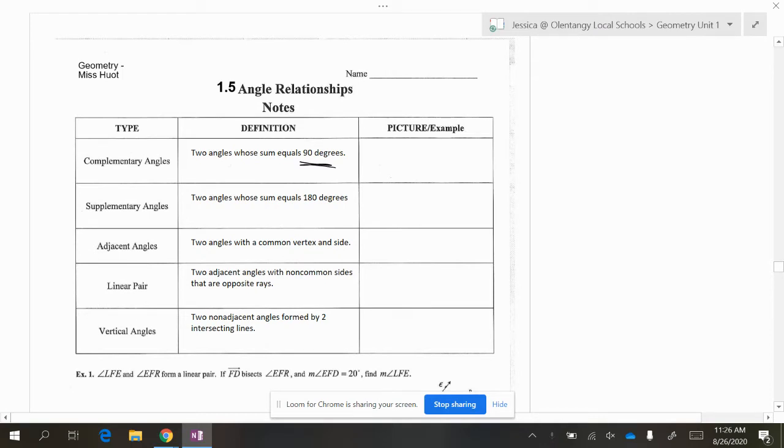The picture for that would just be two angles. Let's say I have an angle here and an angle here, 1, 2. The measure of those angles need to equal 90 degrees. And the same thing over here. If I have another one that's put like this, but you have the little angle symbol in the corner, if you add them together, they need to equal 90 degrees.